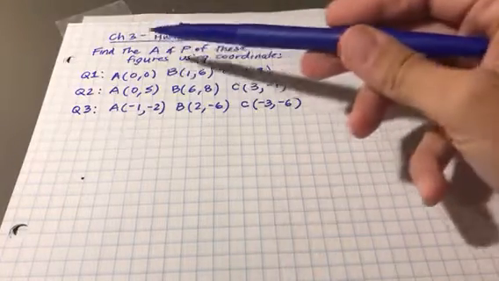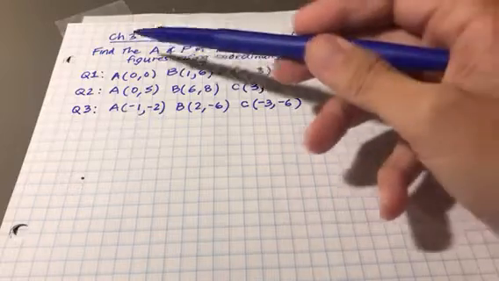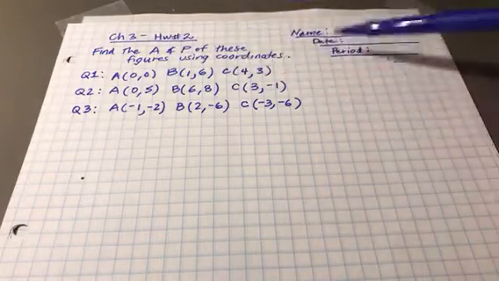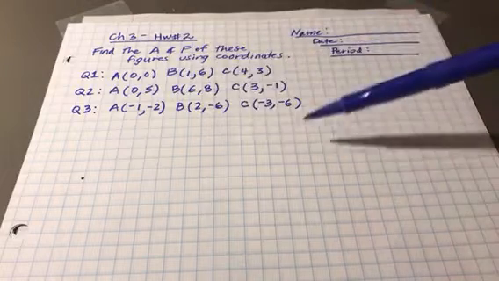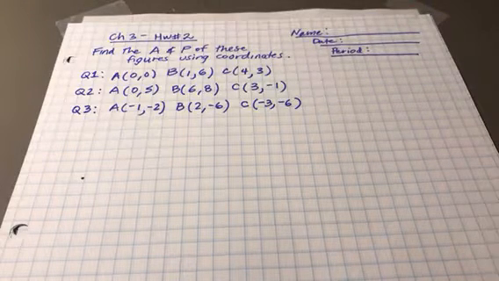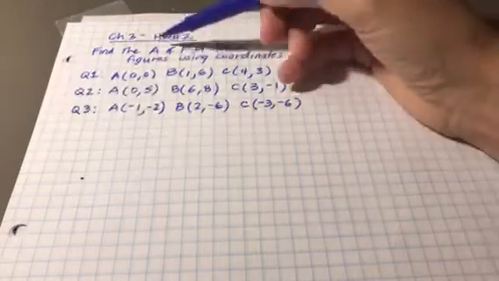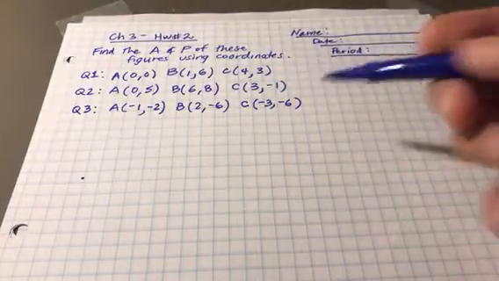So today's homework is Chapter 3, and this is the second homework in Chapter 3 because the first one was the vocab. So make sure you put your name, copy down these coordinates, and pause the video, try to plot the points, figure out the area and the perimeter, and then come back and check your answer.